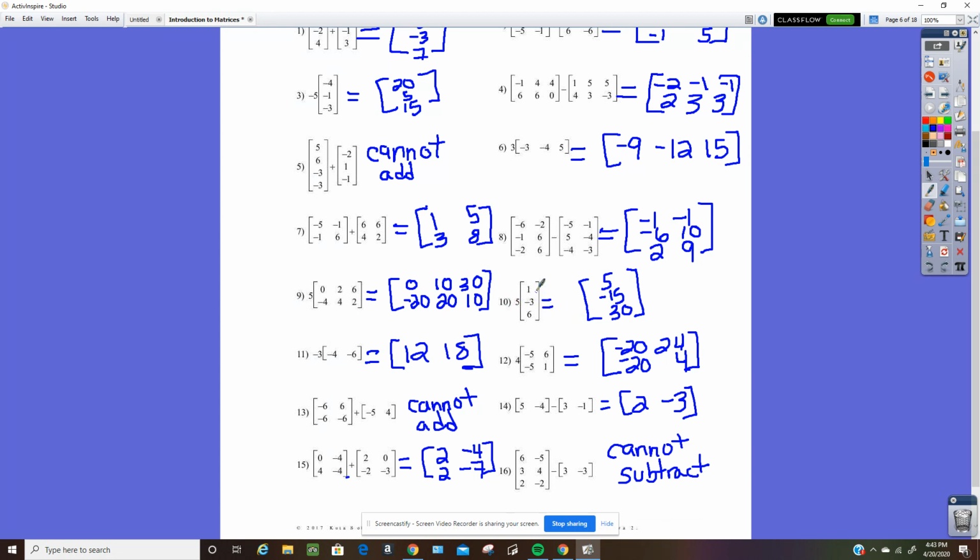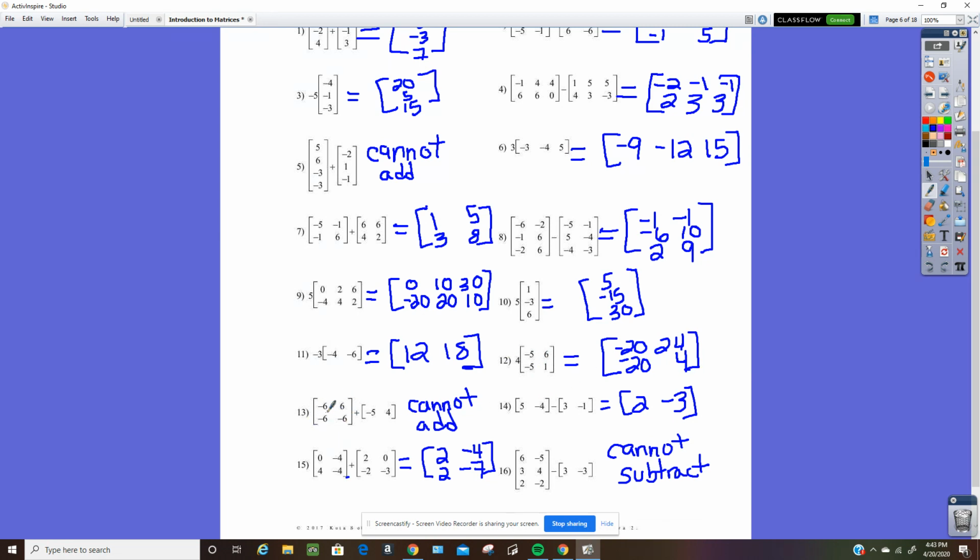Number 10, you have a scalar multiplied by a 3 by 1. So 5 times 1 is 5. 5 times -3 is -15. 5 times 6 is 30. In number 11, you have a scalar multiplied by 1 by 2. -3 times -4 is 12. -3 times -6 is 18. Number 12, scalar multiplied by 2 by 2. 4 times -5, -20. 4 times 6, 24. 4 times -5 is -20. 4 times 1 is 4.